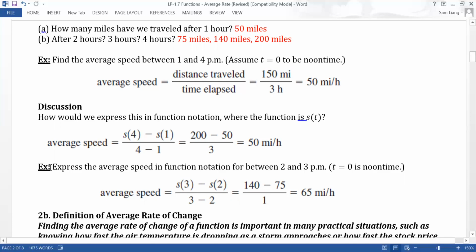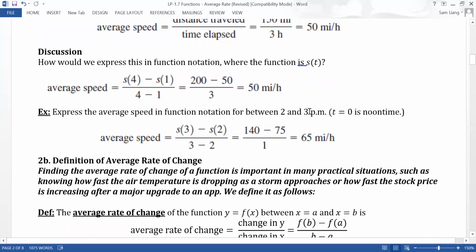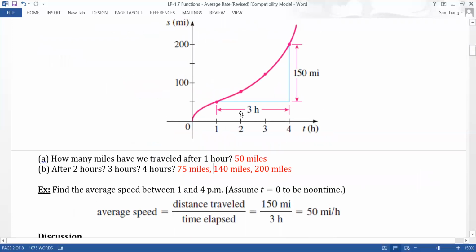The next question was: express the average speed in function notation for between 2 and 3 p.m. So we have s of 3 minus s of 2. Just plug in 3 and 2, and then divide that by 3 minus 2, the difference in time. On the graph, s of 3 kind of looked like 125 to me, but we'll go with what the textbook said, 140. And s of 2 was 75. If you want to confirm that, s of 2 is 75 here, and s of 3, they were saying, is 140.